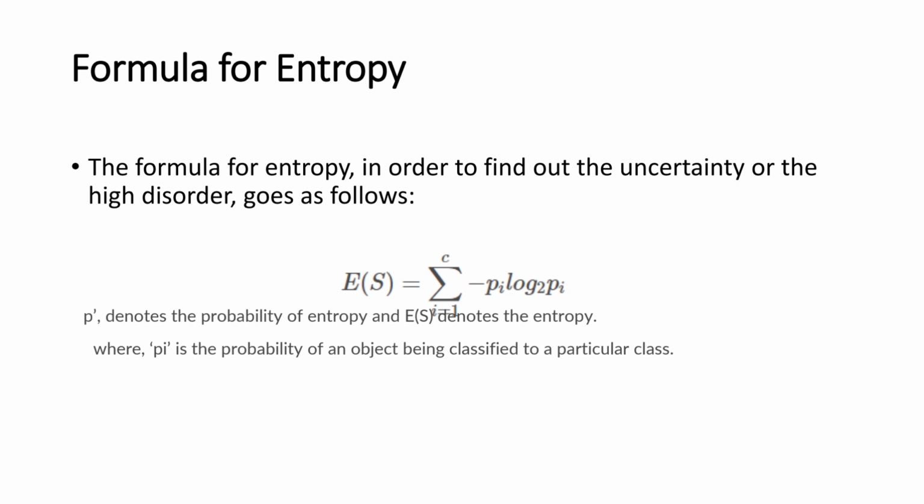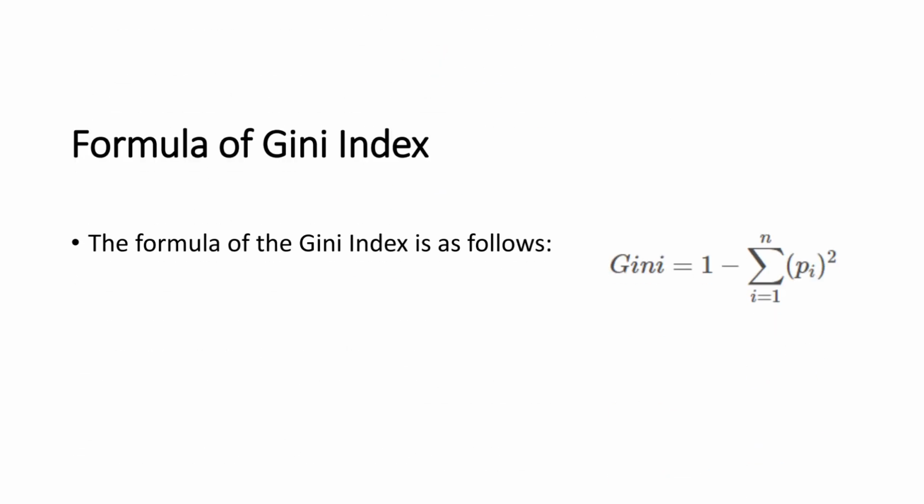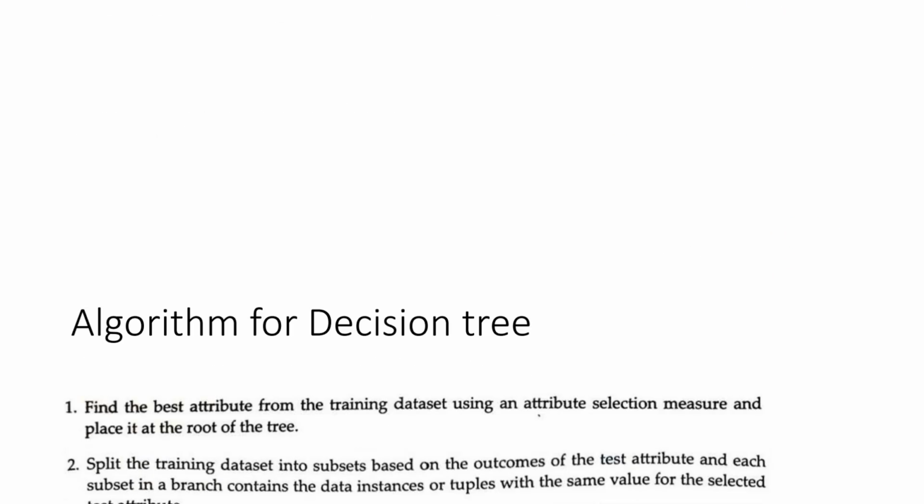So entropy is computed as sigma of minus Pi log base 2 of Pi. Gini index is computed by subtracting that from 1: Gini index equals 1 minus sigma probability squared. We'll see that in the next session.